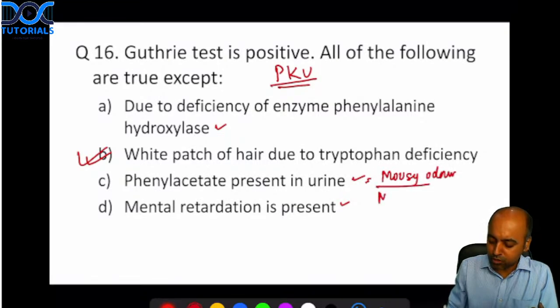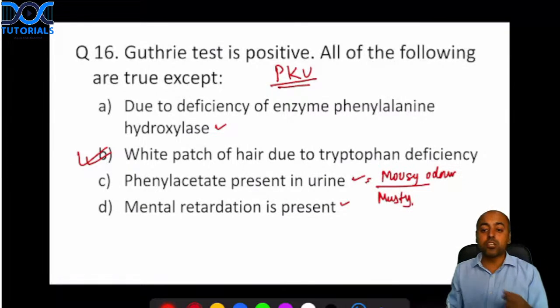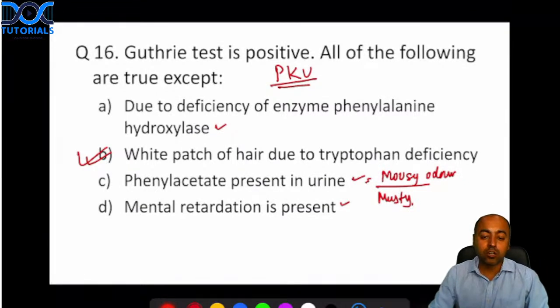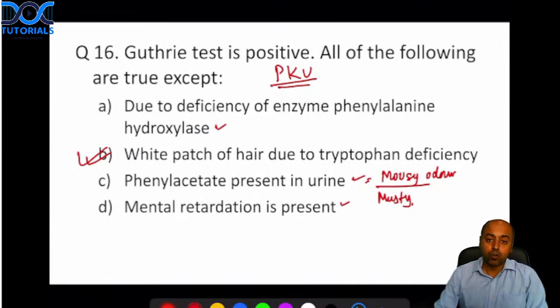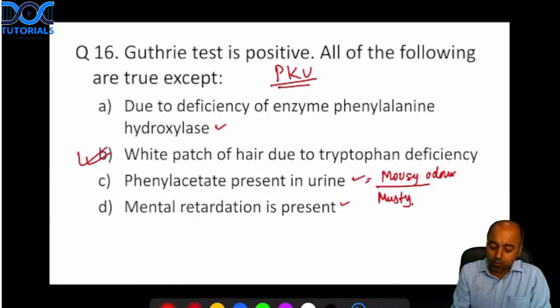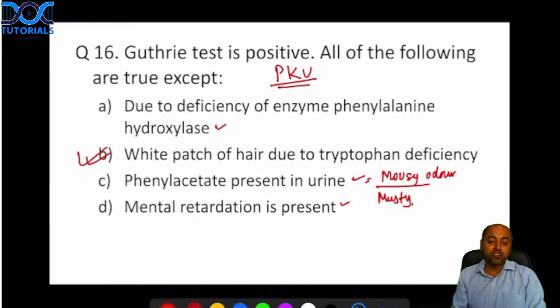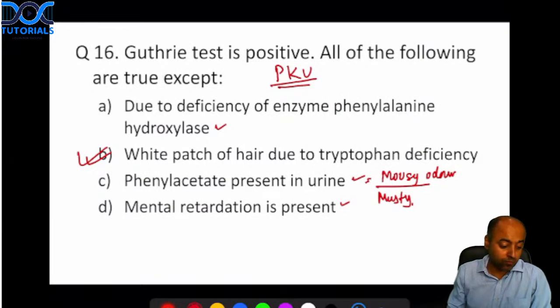Sometimes instead of mousy, the question will say musty odor. So mousy or musty odor, the answer would be due to phenyl acetate. Okay, so in PKU, the white patch of hair due to tryptophan deficiency is the unrelated statement. This is not true.